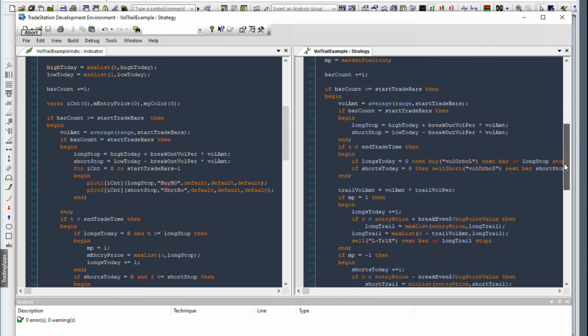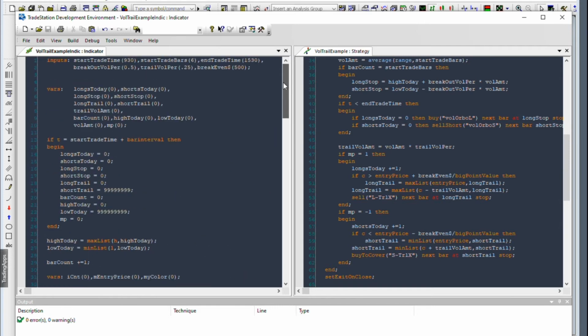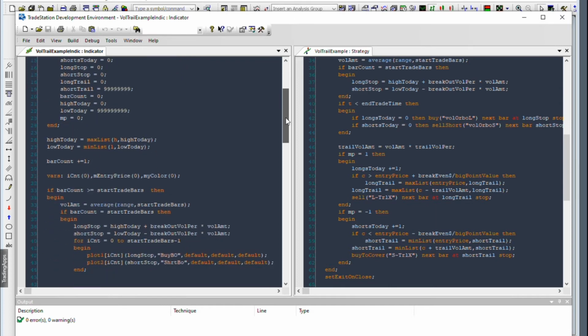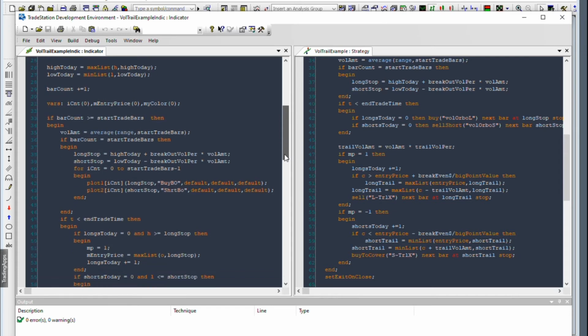There are differences, but more or less they're the same. I use the strategy as a template to create the indicator. Now the indicator does exactly what the strategy does: calculates the high of the day, the low of the day, the bar count. All that stays the same, and it does all the same calculations for other volatility.